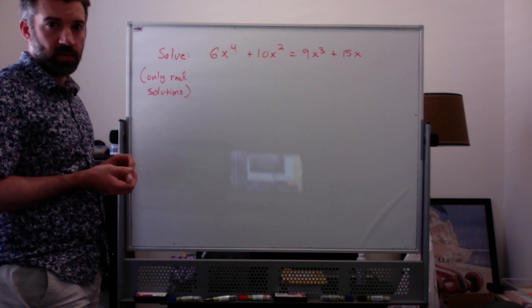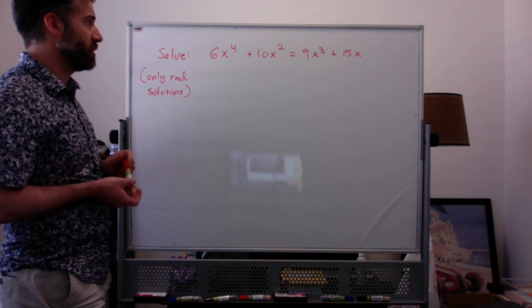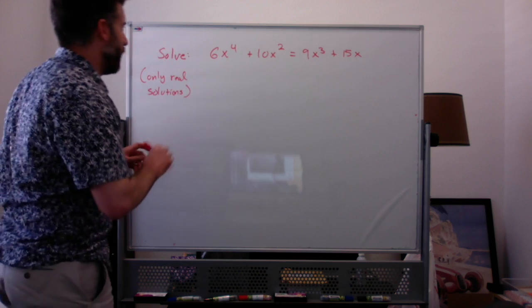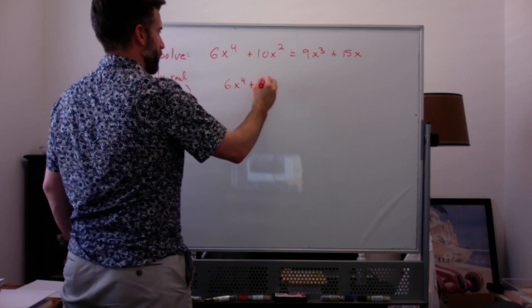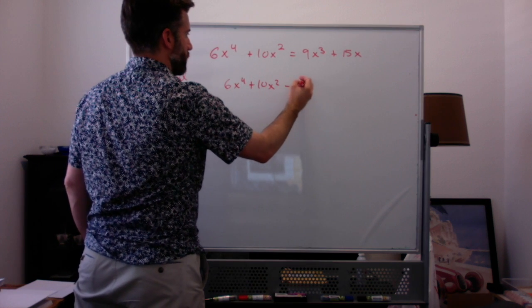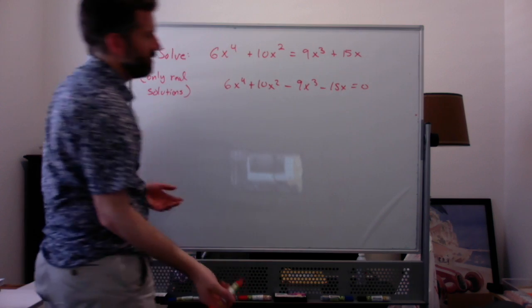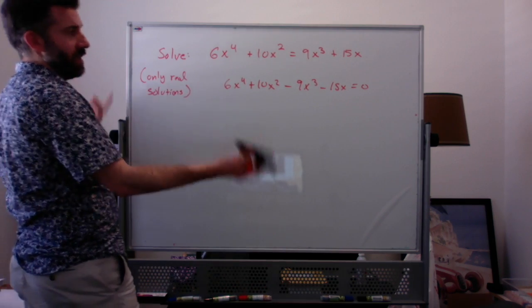Here is a recording of how to solve this equation, 6x to the fourth plus 10x squared equal to 9x cubed plus 15x. We're going to start by bringing everything to one side. 6x to the fourth plus 10x squared minus 9x cubed minus 15x equal to 0. Except I should have written things in the usual order of highest power of x, then next highest power, etc.